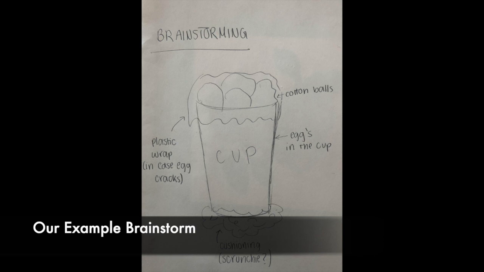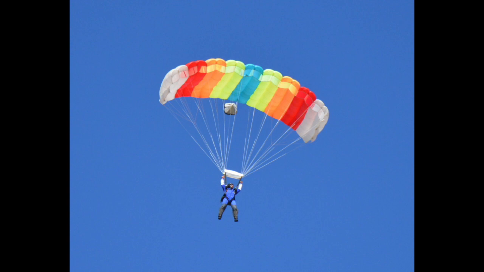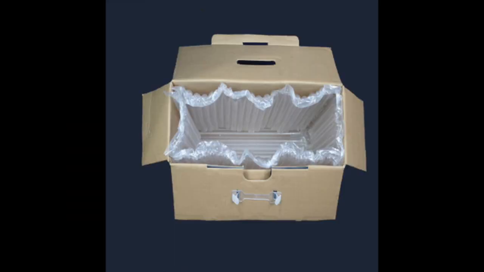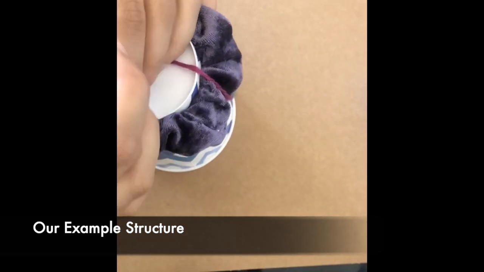So let's get started. First, you have to brainstorm how you want your egg structure to look. Then you want to gather the materials, and finally, you want to build a structure that you think would achieve the goal. Hint: think about structures like parachutes that protect people from falling, or how package companies like Amazon package their products and stop them from breaking. Here's an example of what our group came up with.